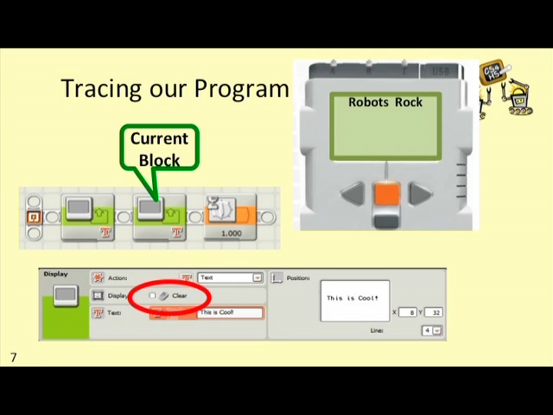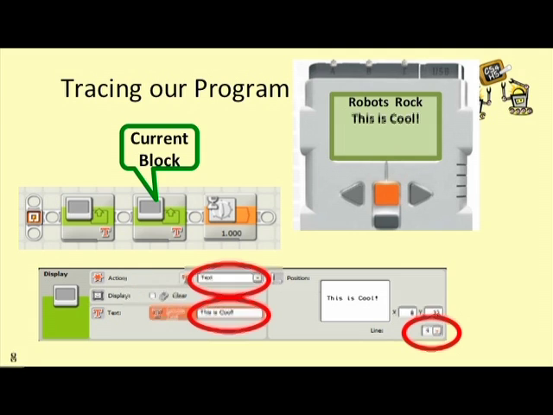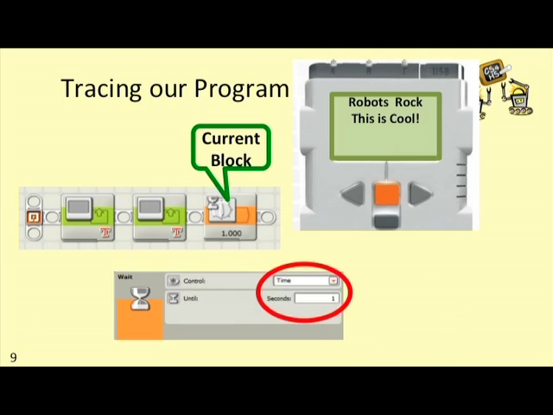That next block doesn't have the clear box checked, so the NXT does not clear its display. The words robots rock remain on the screen. We're not done with this block yet. The NXT now writes this is cool on line 4 of the screen. So now there are 2 lines of text that appear on the screen. At this point, it was finished with the current block, so it moved on to the next.